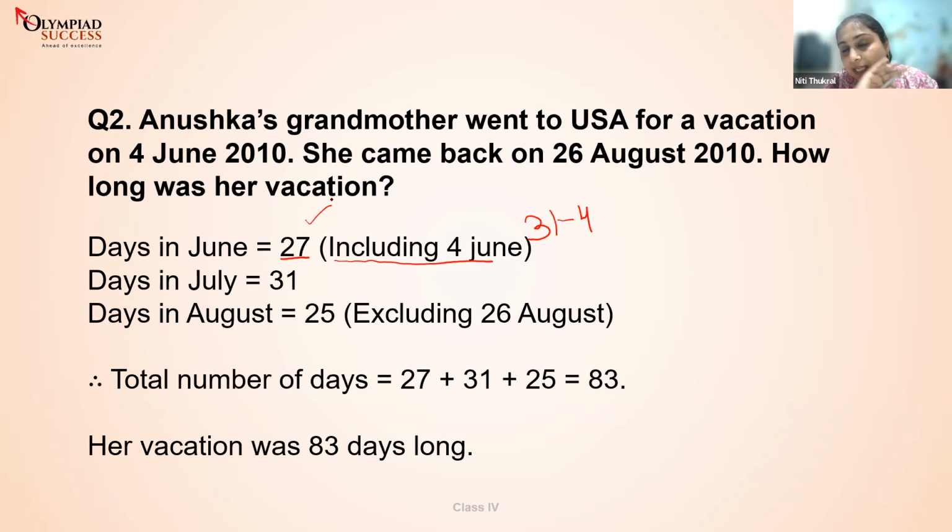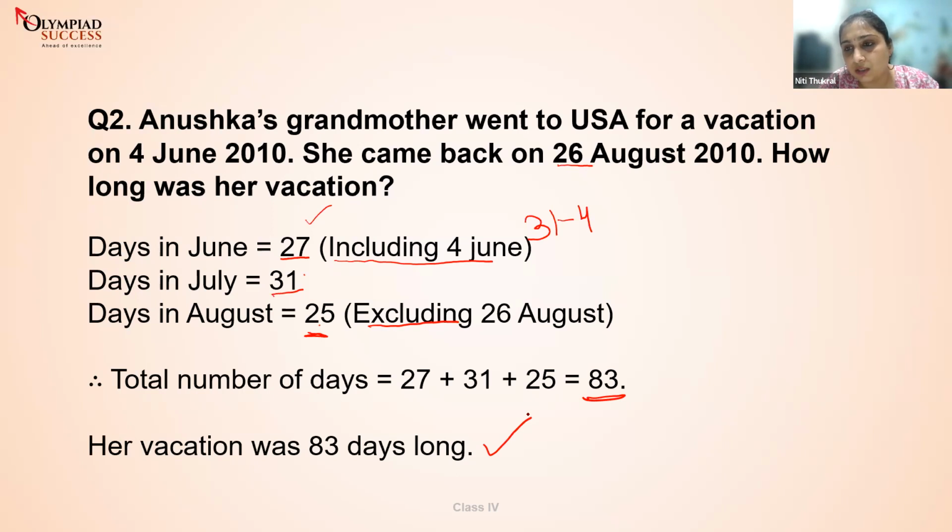Then July, she was there for the entire month of July. She was in USA. So we will include the entire month of July, that is 31. And she is coming back on 26th. So we will exclude 26th. We are not including the 26th date. So that means till 25. Till 25th date, she was in the USA, right? So now add 27 plus 31 plus 25. You will get 83 days. So her vacation was 83 days long. Correct?